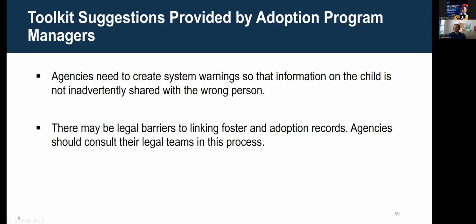The title of this slide is Toolkit Suggestions Provided by Adoption Program Managers. For states or counties that are not currently collecting the type of information about instability presented here, the adoption program managers we consulted with suggested that attention should be paid to the following issues. First, agencies need to create system warnings so that information on a child is not inadvertently shared with the wrong person. For example, we want to make sure that adoptive family members and birth family members are clearly delineated so that information is not inadvertently shared with someone who legally should not have it. Second, there may be legal barriers to linking foster and adoption records. Agencies should consult their legal teams in this process.